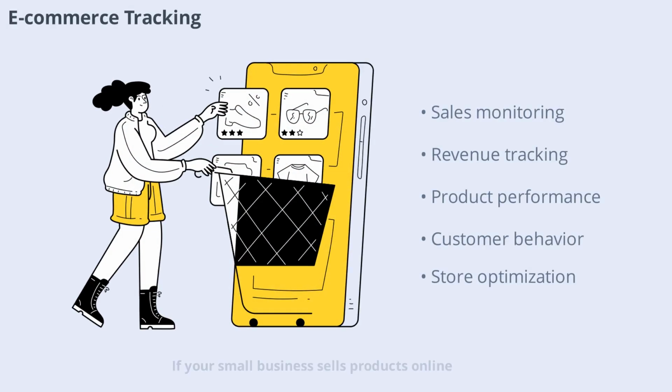If your small business sells products online, Google Analytics offers e-commerce tracking features. You can monitor sales, revenue, product performance, and customer behavior. This data helps you optimize your online store, improve marketing strategies, and increase sales. Setting up e-commerce tracking requires additional configuration, but the insights gained are well worth the effort.